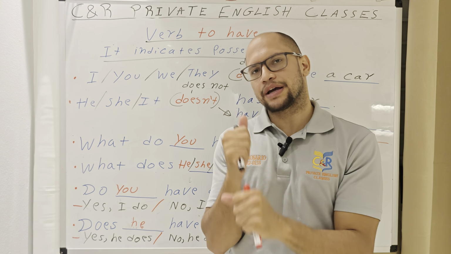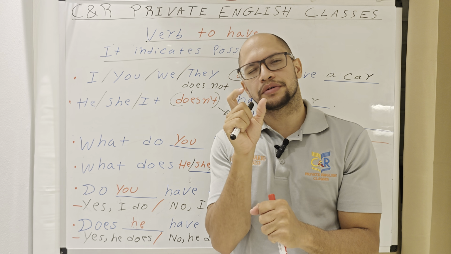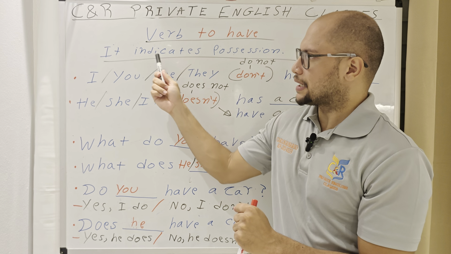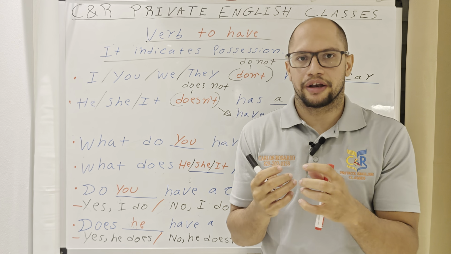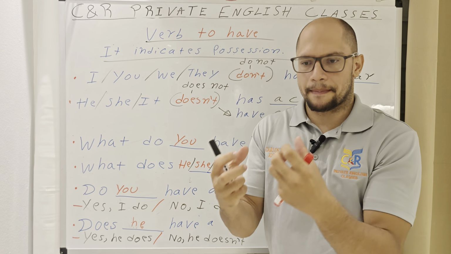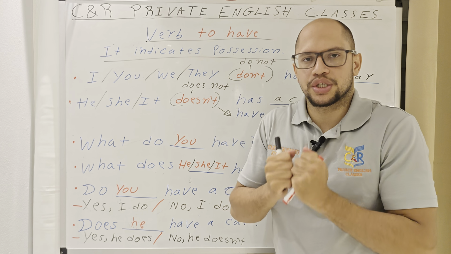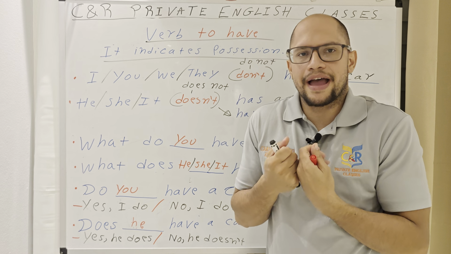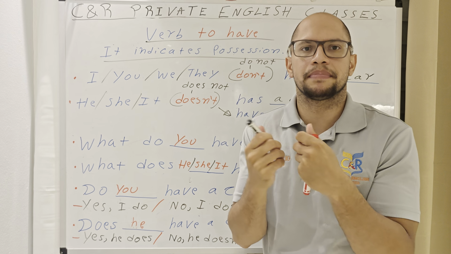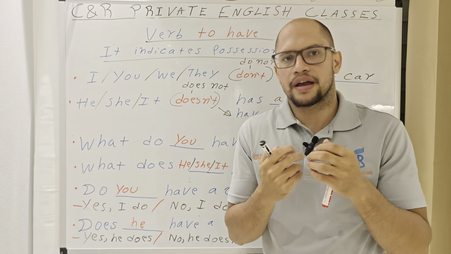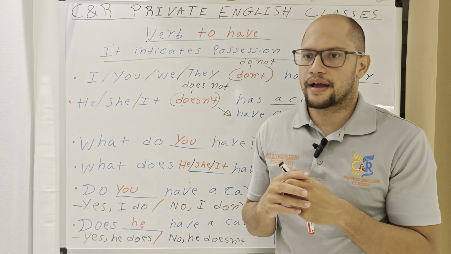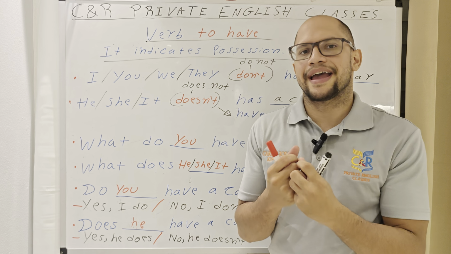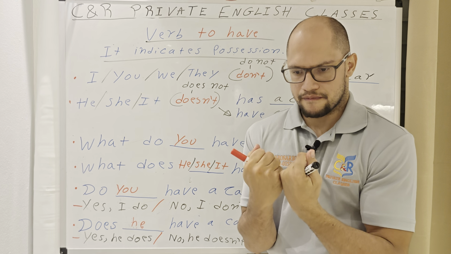The first thing is that we have to be clear about have, and it is that it indicates possession. Have is to indicate possession. I have a marker. It's my possession. I have a cell phone. I have a whiteboard. I have possession.